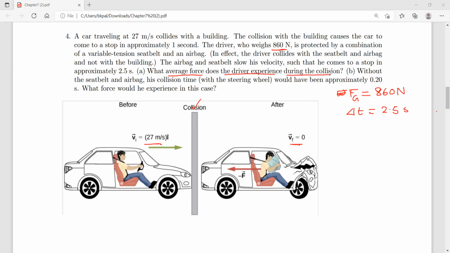Okay, again it asks us to calculate the force. Don't confuse it with this one. This is just a gravitational force. What I mean is the impact force. Due to the collision there will be an impact on the driver, and that impact force I want to know. So impact force is basically related to impulse.